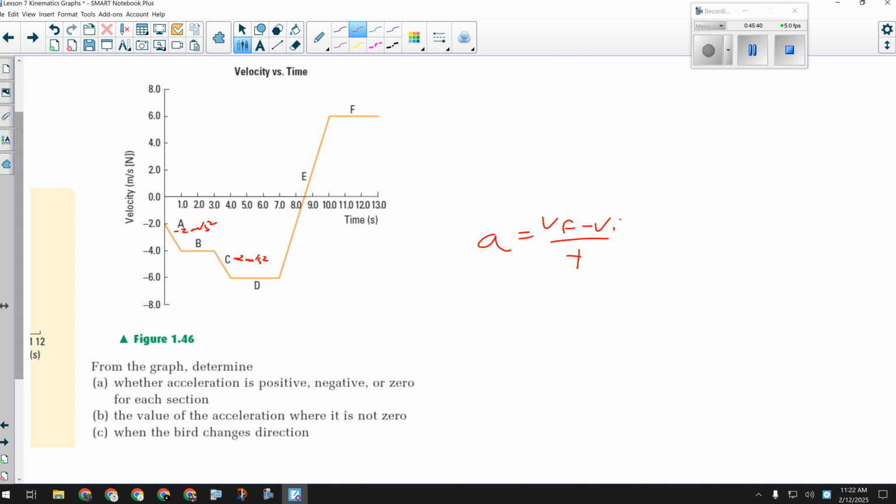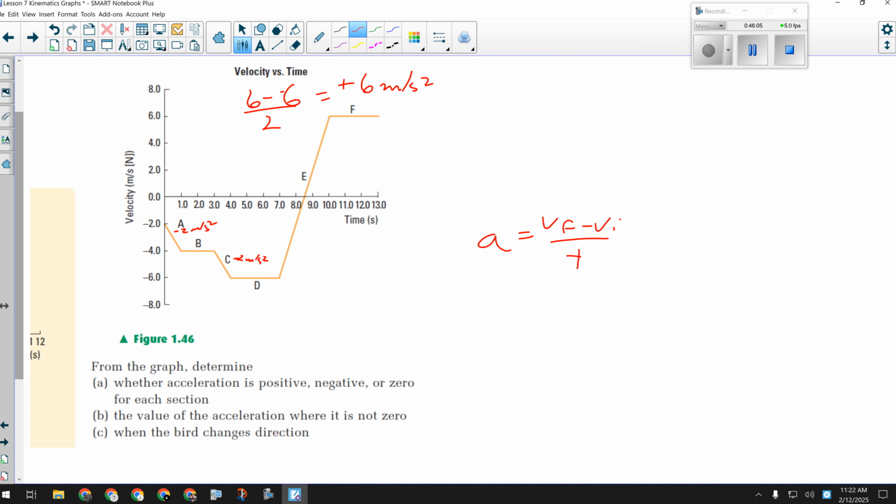All right, then for this section here, we go all the way up to +6. So we'll have 6 minus -6, and that takes it from 7 to 9 seconds, so over 2. So we've got 12 over 2, so that is going to be positive 6 meters per second squared for that part there. And then the other one is 0.